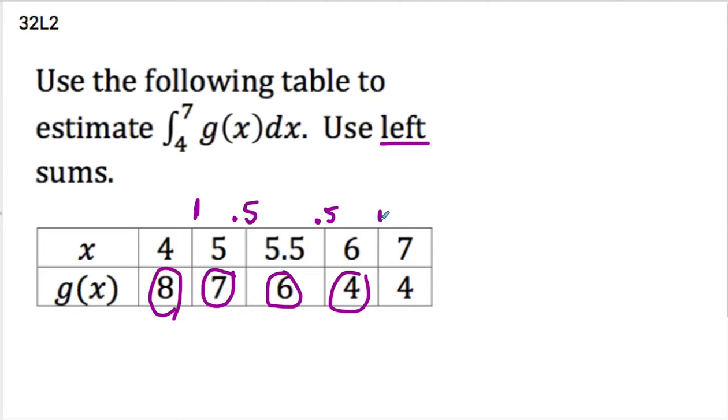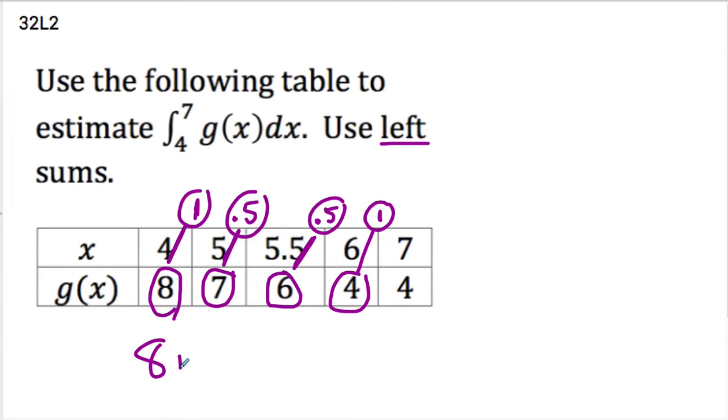So we'll take all these bases and multiply them by the heights. Notice how I'm drawing and connecting them to the left. When you do all that, then you'll add the result. So 1 times 8 is 8, plus 7 times 0.5 is 3.5, plus 6 times 0.5 is 3, plus 1 times 4. Add those all up, you get 18.5.